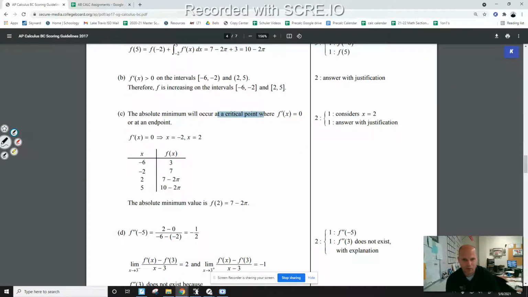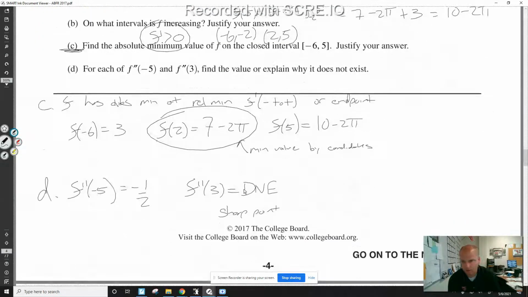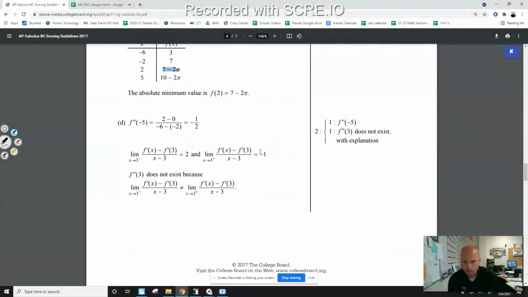And they include 5, but part of our justification means, see, they say at a critical point or at an endpoint. We just go a little bit beyond. We said relative max or an endpoint. We found the value f of 2, we got only 2 points. That's surprising. Usually absolute maxes and mins are 3 points or more.